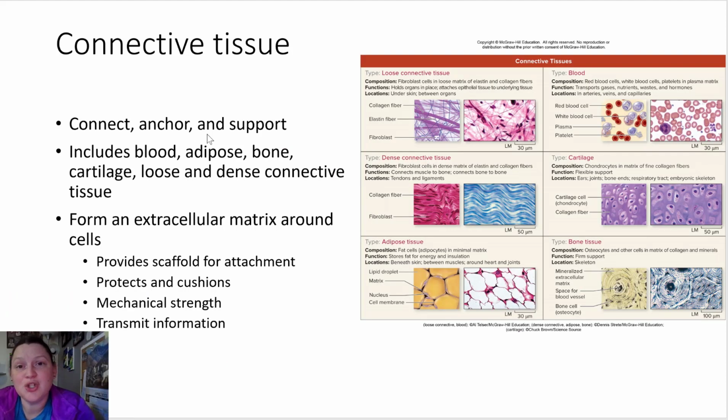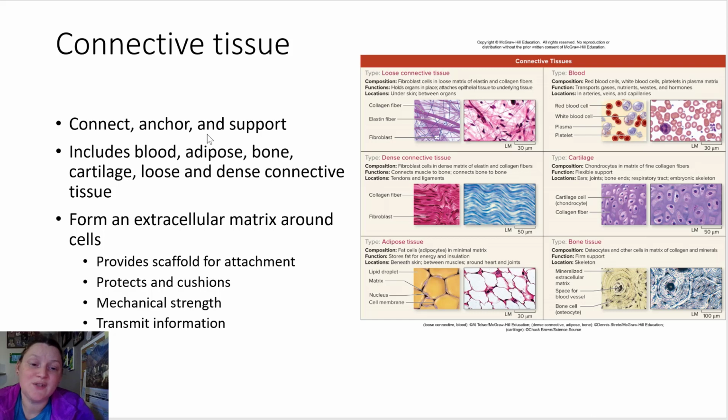The second type of tissue we're going to discuss is connective tissue. We're going to look at 6 examples or 6 types of connective tissue, but before we do that, we're going to talk about what's in common. So connective tissue, as its name implies, connects different tissues to each other. It can anchor and support tissue. The 6 types we will discuss are blood, loose connective tissue, dense connective tissue, adipose, bone, and cartilage.